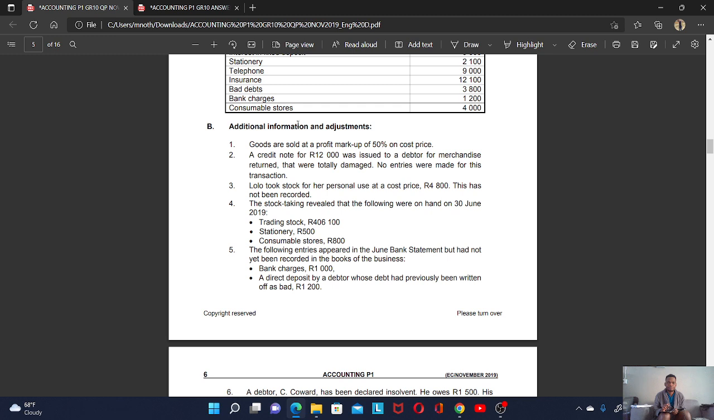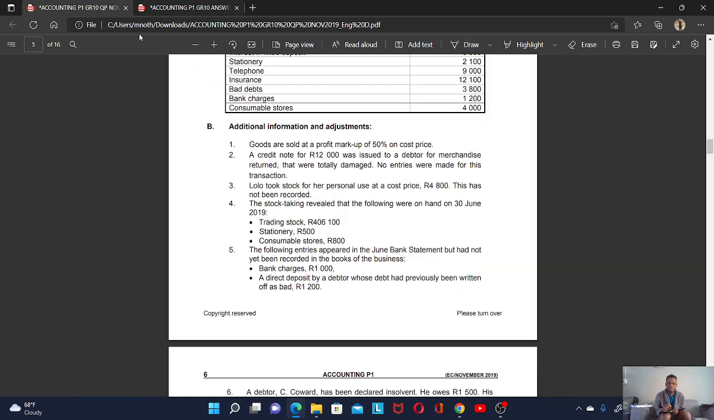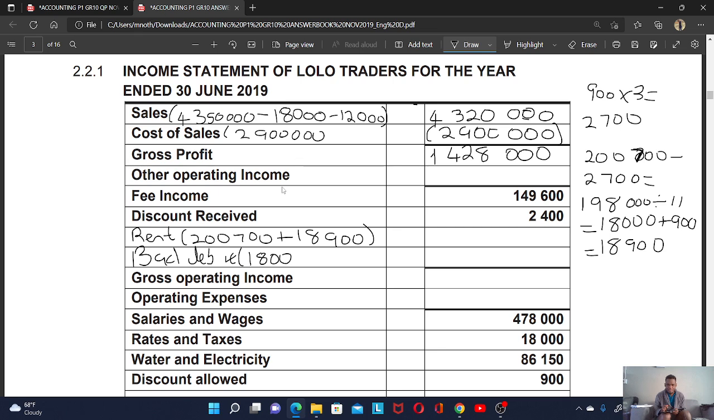So let's go. That is your bad debts recovered. It's how much? It's 1,200. So we have a new bad debt recovered of 1,200. So we are going to say 200,700 plus 18,900 is equal to 219,600. And then the bad debt, it's 3,000.